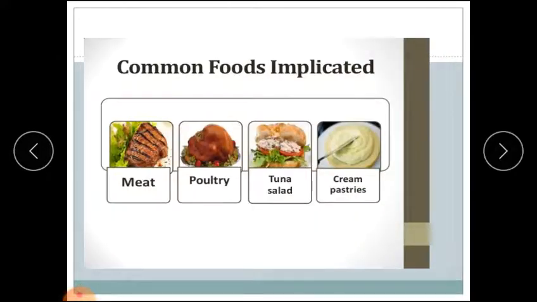Some other foods involved are meat, poultry, salads, cream and pastries. So these are all protein rich diets. Such food will allow the growth of the organism and the production of enterotoxin.